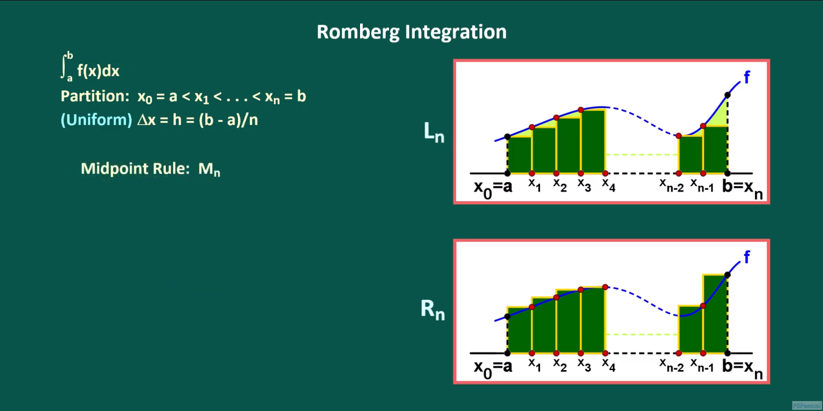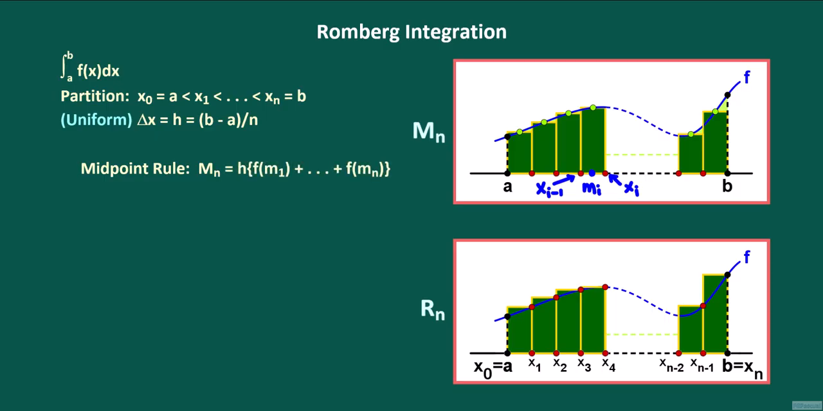Another Riemann Sum-type formula is the Midpoint Rule, whose sum we designate as m sub n. The Midpoint Rule uses the y value at the midpoint of each subinterval for the height of the corresponding rectangle. If lowercase m sub i is the midpoint of the ith subinterval, the midpoint estimate m sub n is given by this formula. If f is sufficiently differentiable, the global error for the midpoint rule is of order h squared.